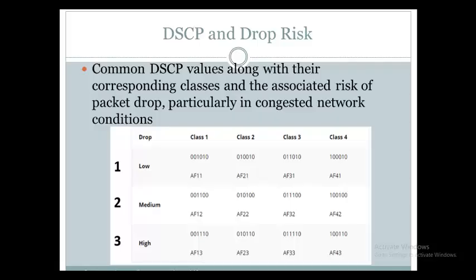Right now, the meaning of these things we need to understand. We need to understand the meaning of EF22, EF41. That's why we are here. Common DSCP values along with their corresponding classes and the associated risk of packet drop, particularly in a congested network condition, these things are needed.